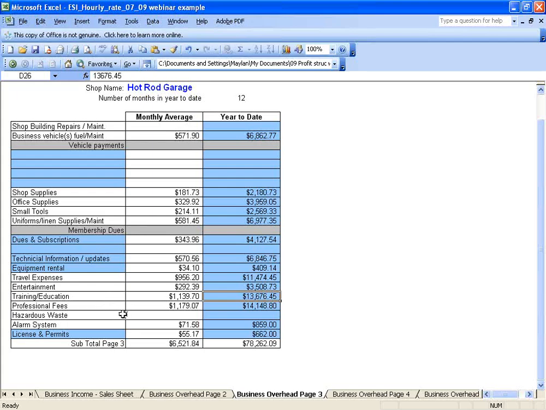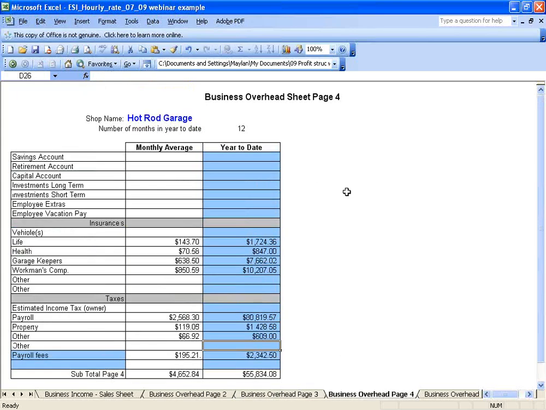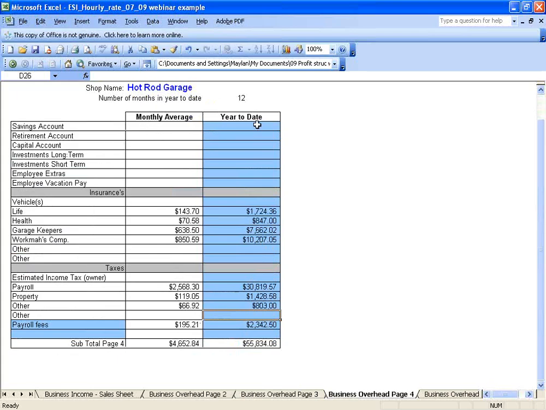If you charge hazardous waste, or if you don't charge for it as a sale item, put it here so it's built into your hourly rate. Alarm system, license and permits. If you have a savings account that you then put money into every month, put that here. You notice that in this case, we don't have anything here. So it's not going to help us when this is blank to build it into the hourly rate.